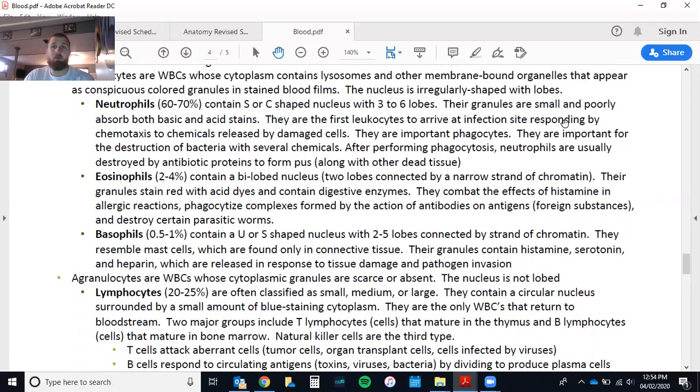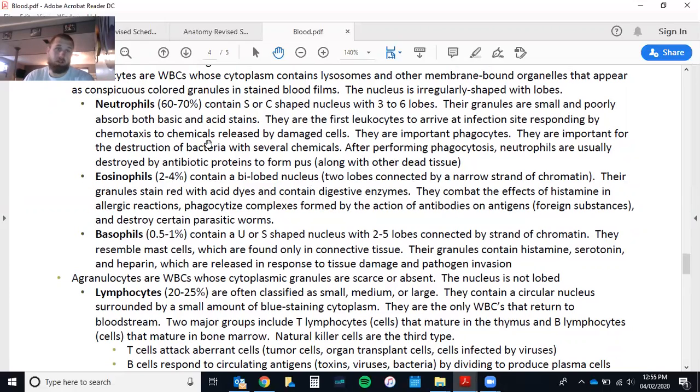Something that I do definitely recommend remembering is that they're the first leukocytes to arrive at an infection site, responding by what we call chemotaxis to chemicals released by damaged cells. So they are your first responders, if you think of them that way. They're also important phagocytes, which I always think of like Pac-Man: cells that run around, not literally, but move around, and they basically can engulf or chew up and digest things that are detrimental to our body.